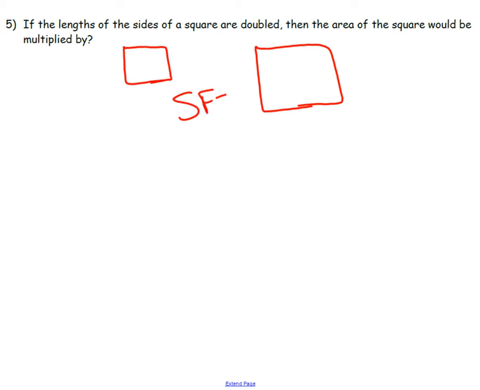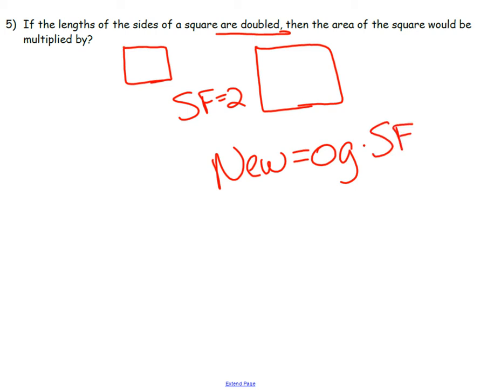But I thought you said every time. Is that area or first? Okay. So if the side lengths are doubled, that means scale factor is 2. So to figure out how area changes, does area change by the same factor as side lengths? No. Area is always original times the scale factor squared. Not a whole lot of people get anything out of it, but I'm going to keep writing it. Area changes by a scale factor squared.